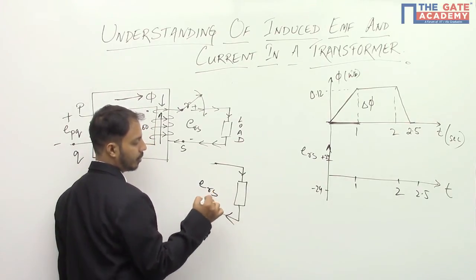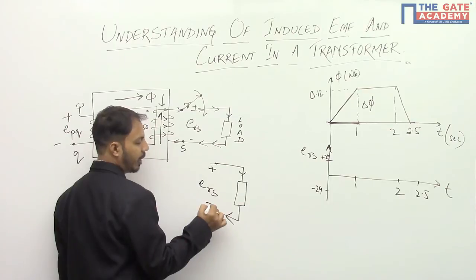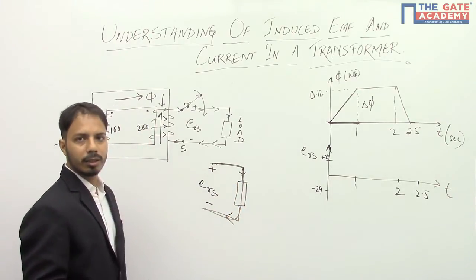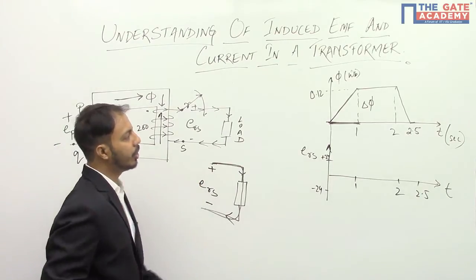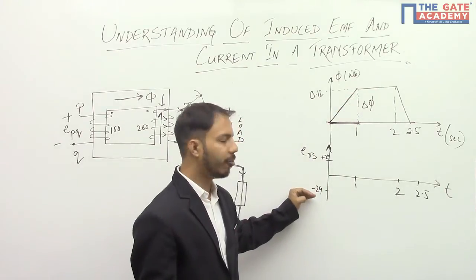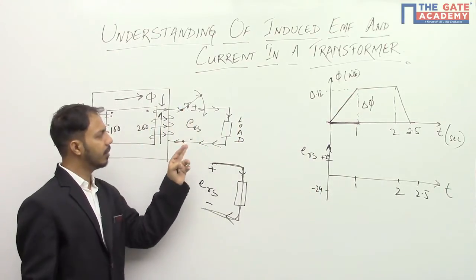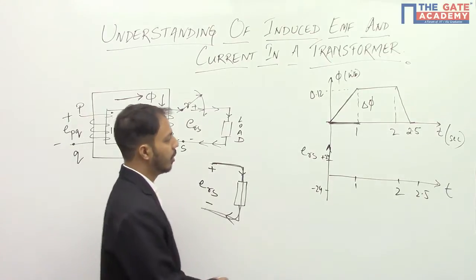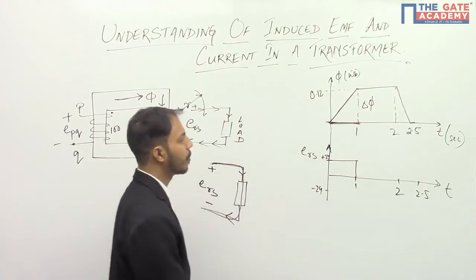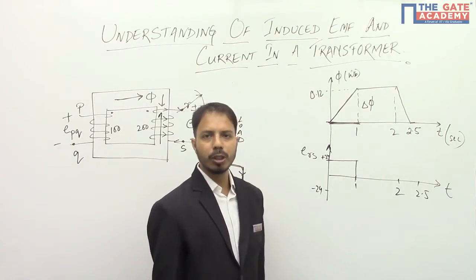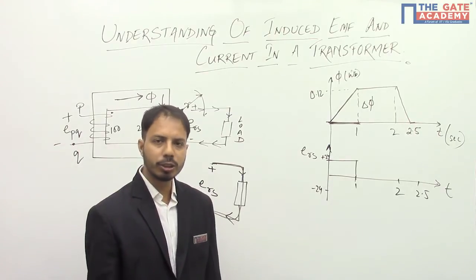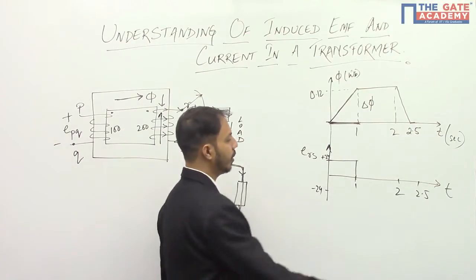That means this is ERS. ERS is positive and negative, so only then current will be flowing in this way through the load. So I can say that from 0 to 1, when the flux is increasing, the induced EMF ERS has to be positive. That means it should be this. Okay. After that, from 1 to 2, you see the flux is constant. So if the flux is constant, there is no change in the flux, and the induced EMF will be 0.